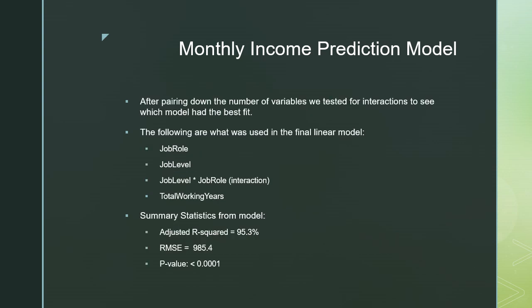As you can see within the final linear model, there were actually only 4 variables that we used: job role, job level, an interaction of job role times job level, and then total working years. For our summary statistics, we have an adjusted R-square of 95.3% and an RMSE of 985.